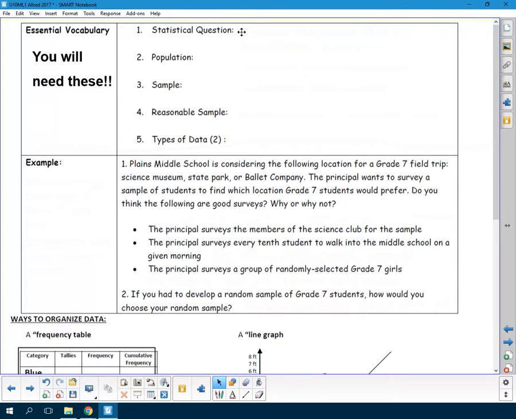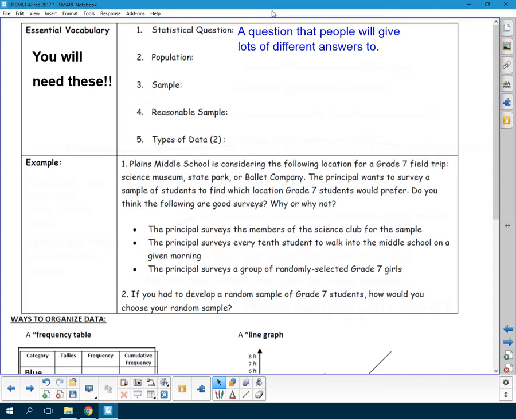Whenever you ask a question, you get results, some answers from that question, and you get a set of data. When you ask that question, you want it to be a question that people will give lots of different answers to, a lot of variety. Because if you ask a question like, how many hands do you have? Most people probably say 2, because most people have 2 hands. But if you ask a question like, what is your favorite book? You might get lots of different answers.